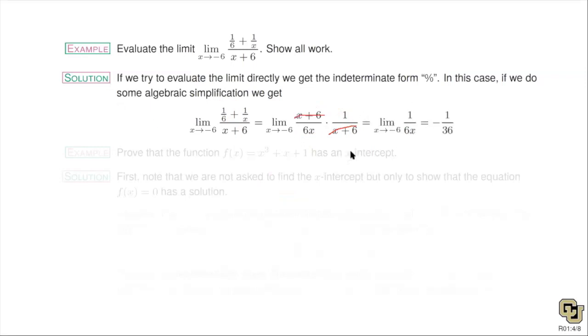And now we're back to a limit problem. Even here, before I canceled, if you try to apply the limit, you get 0 over 0. Once you cancel, we're back to a limit. Just try the limit again. Just try and plug it in. If it works, great. If it doesn't, we try other techniques. Here, plugging in minus 6, it works out. We get negative 1 over 36. That's the limit.